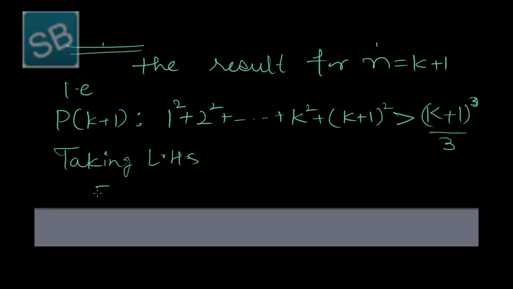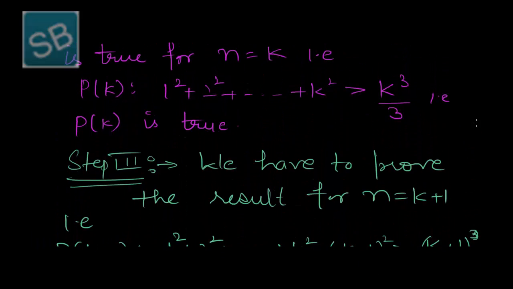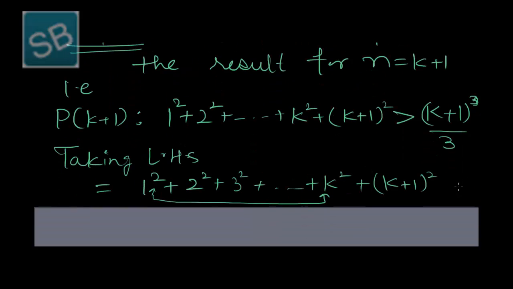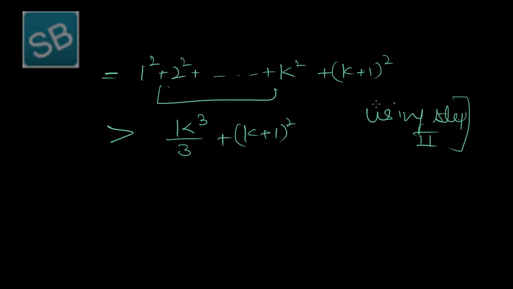Taking left hand side, that is 1 square plus 2 square plus 3 square so on k square plus k plus 1 whole square. We will use the step 2 result in this, that is 1 square plus 2 square up to k square is greater than k cube over 3. So we will use this result in step 3 by replacing this quantity by greater than k cube by 3. That is, we have k cube over 3 plus k plus 1 whole square, using step 2.